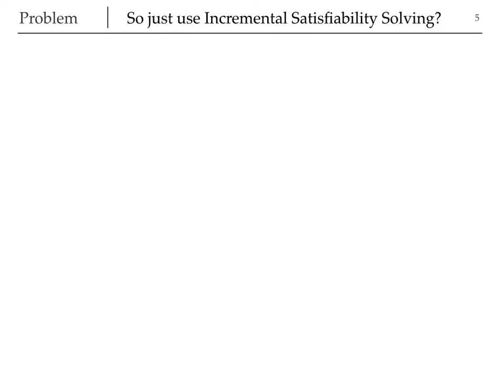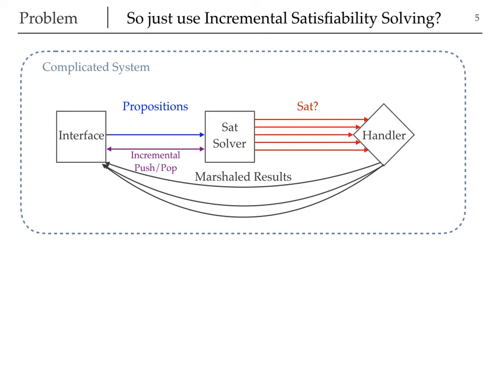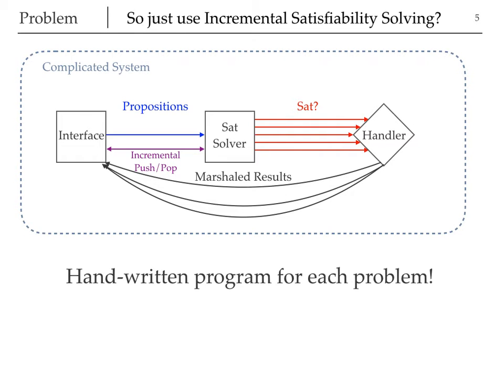So why not just use incremental solving? Well, not so fast. We have our complicated system again, and we're using an incremental solver to direct its results, but this means that we have to handwrite a program to direct the solver for every problem in our problem domain. So the SAT solver doesn't know when to push, when to pop, or when to call isSat or genModel. And that means that if our problem domain changes, we have to change our interaction with the SAT solver.